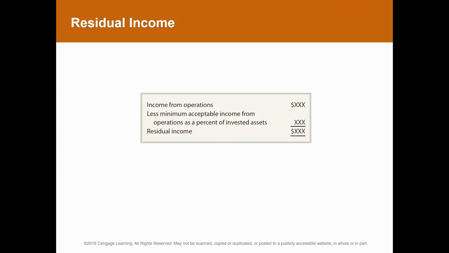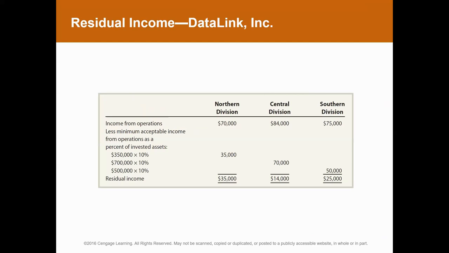So this is what the residual income report would look like. You have your income from operations. You would subtract out your minimum acceptable income from operations as a percent of the invested assets to get your residual income. So looking at our earlier example, the income from operations from the Northern Division is $70,000. The minimum acceptable income from operations would be $35,000. And how we got there is we took our $350,000 of sales and multiplied that by the 10%, which is the minimum rate of return, to get $35,000. Which gives us a residual income of $35,000. And you can do the same thing for the central and southern divisions. So it's sales times the minimum rate of return that will give you your minimum acceptable income from operations.